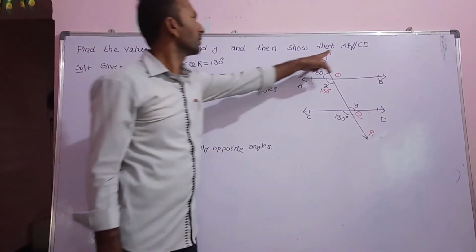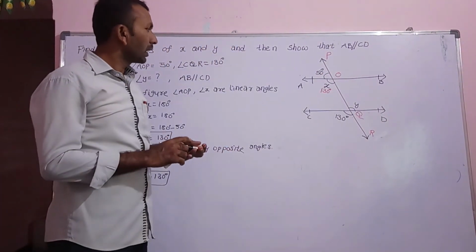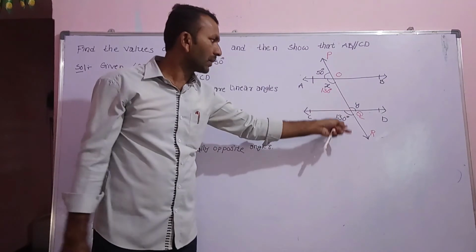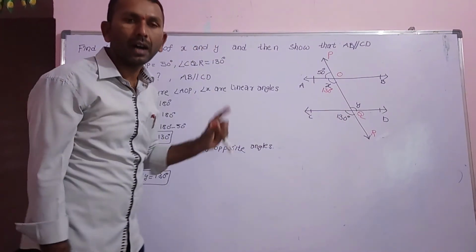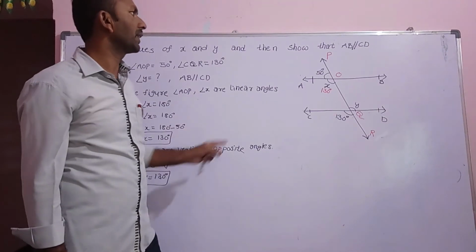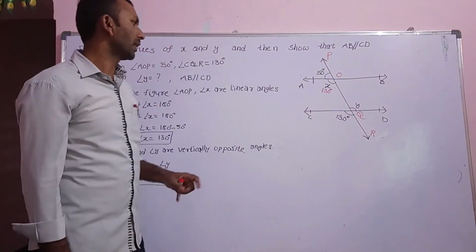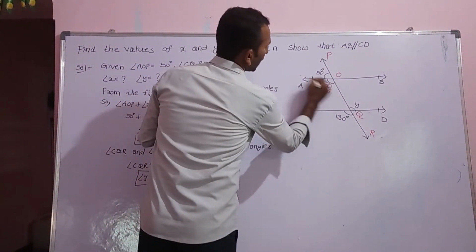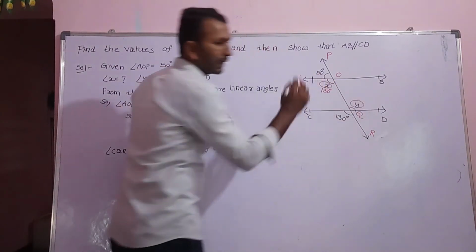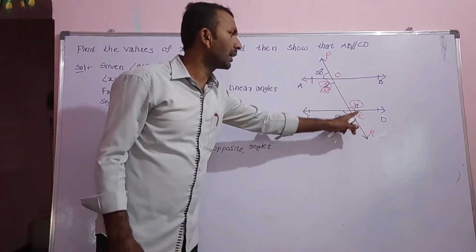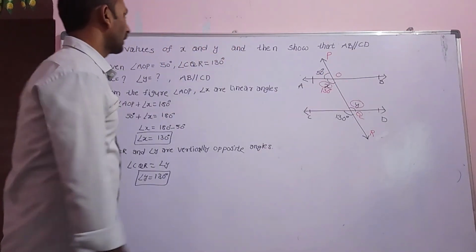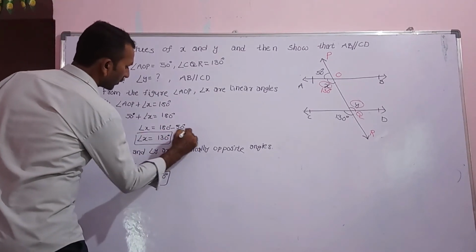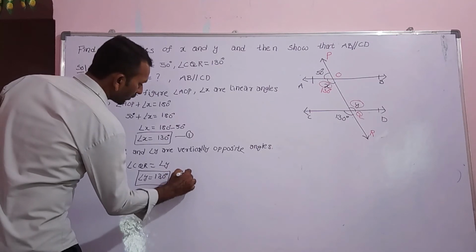Now we have angle x and angle y, and we need to show that AB is parallel to CD. If a transversal line intersects two lines and the alternate interior angles are equal, then the two lines are parallel. Here angle x and angle y are alternate interior angles for the transversal line. Angle x is 130 degrees, and angle y is also 130 degrees.